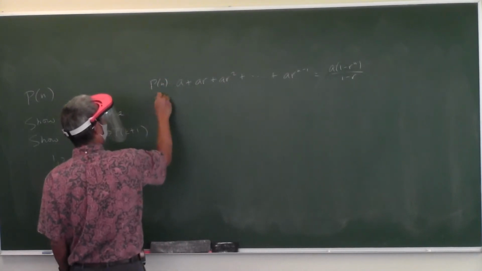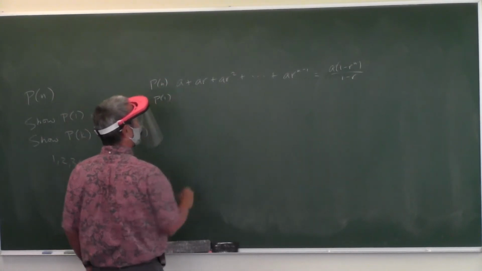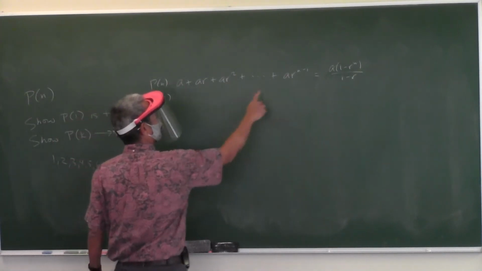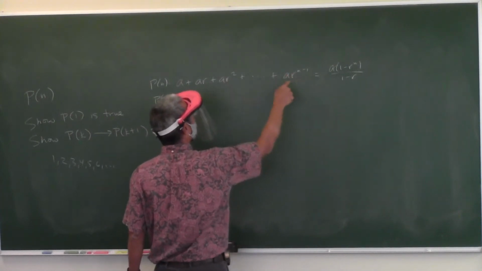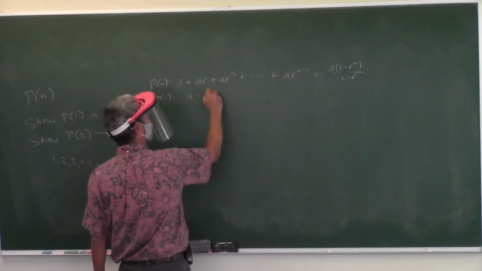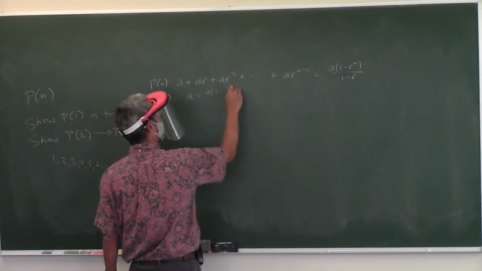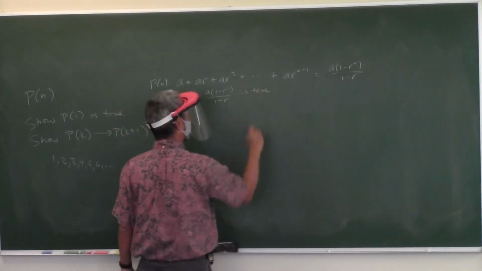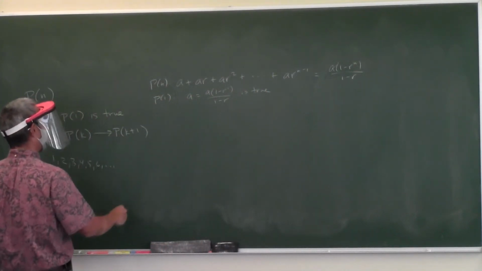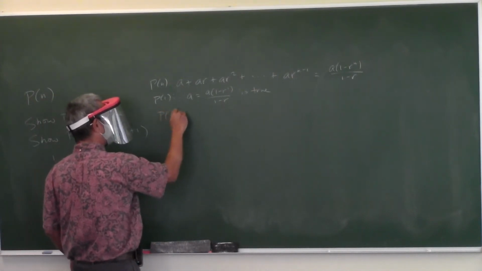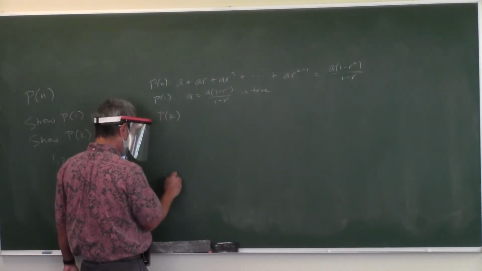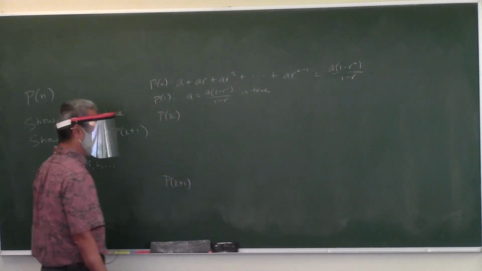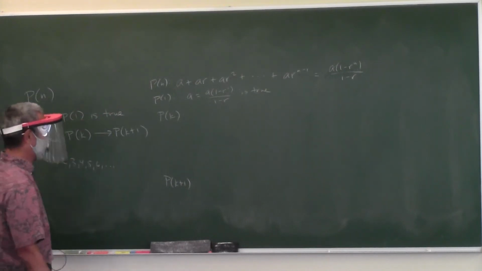So the first step, show that P of 1 is true. Well, what happens when you plug in 1 for n in this formula? If you plug in 1 for n here, you're just going to get AR to the 0, which is A. Is that equal to A times 1 minus R to the 1 all over 1 minus R? Yes, so we know that this is true. And then here's the most important part. We have to show that if the statement is true for any integer, then it will be true for the next integer.